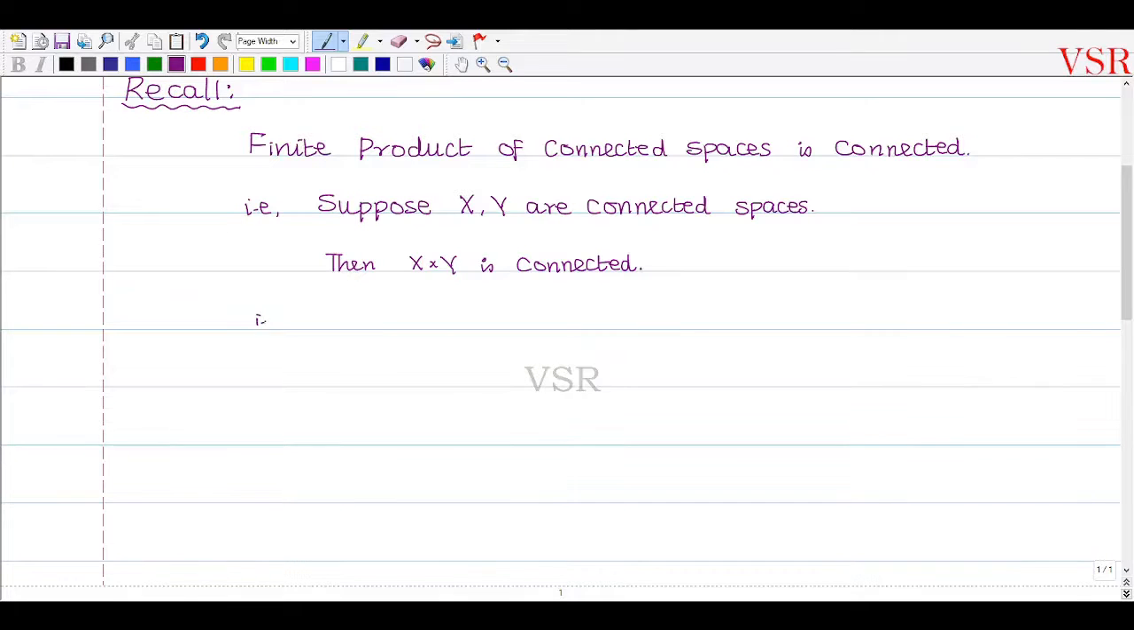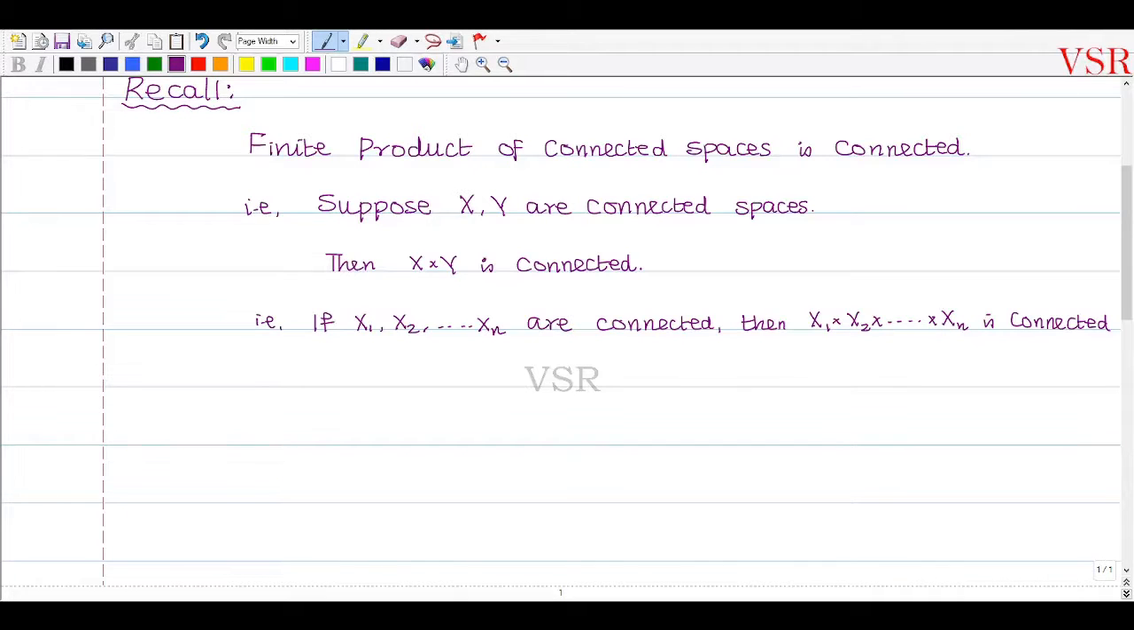That is, if X1, X2, ..., Xn are connected, then X1 cross X2 cross ... cross Xn is connected. There is nothing else to it. First we prove that X cross Y is connected, and from that, using induction, we can prove that a finite product of connected spaces is connected.